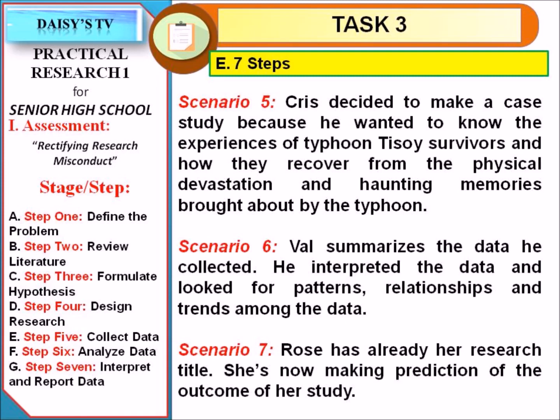Scenario 6, Val summarizes the data he collected. He interpreted the data and looked for patterns, relationships, and trends among the data. Scenario 7, Rose has already her research title. She is now making a prediction of the outcome of her study.